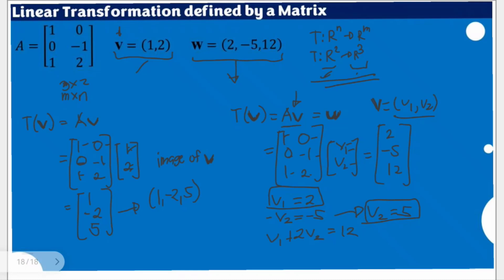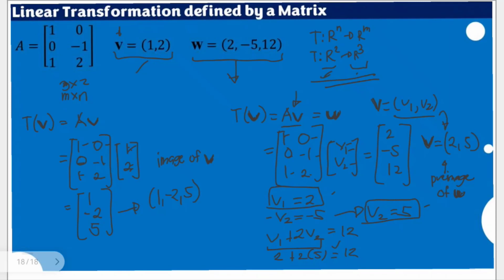But of course, if you're not yet convinced, you could always check using the third equation: V sub 1 is 2, plus twice 5, that's 2 plus 10, which is 12. So this is really final. And now vector V has the components V sub 1, which is 2, and V sub 2, which is 5. And this is not just any vector, but more specifically the pre-image of vector W. So this is how we identify the image and pre-image of certain vectors.